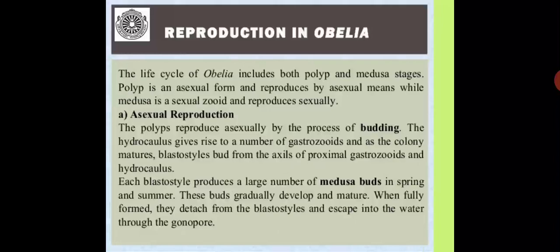The hydrocaulus gives rise to a number of gastrozooids, and as the colony matures, blastostyles bud from the axils of proximal gastrozooids and hydrocaulus. Each blastostyle produces a large number of medusa buds in spring and summer. These buds gradually develop and mature. When fully formed, they detach from the blastostyles and escape into the water through the gonopore, which I already showed you in the previous slides.